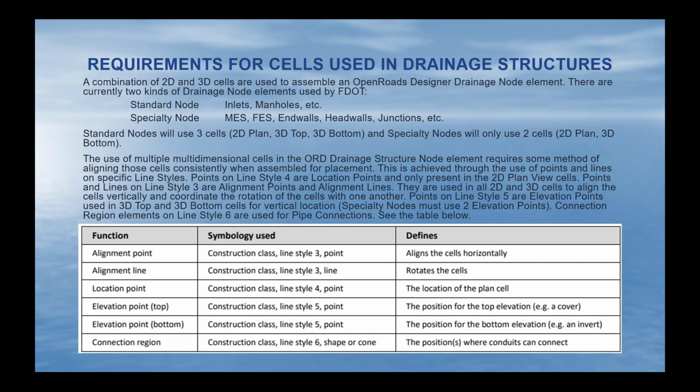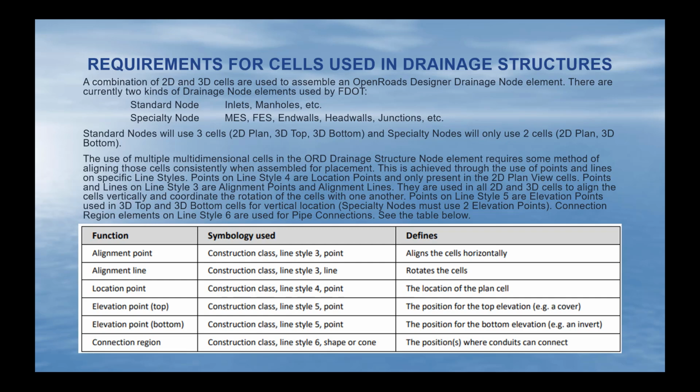Standard nodes, the ones like inlets and manholes, use 3 cells: 2D plan, 3D top, and 3D bottom. A specialty node only uses 2 cells, which are the 2D plan and 3D bottom. The use of multiple multi-dimensional cells in ORD drainage structure nodes requires some method for you to align those cells consistently when you're placing them.